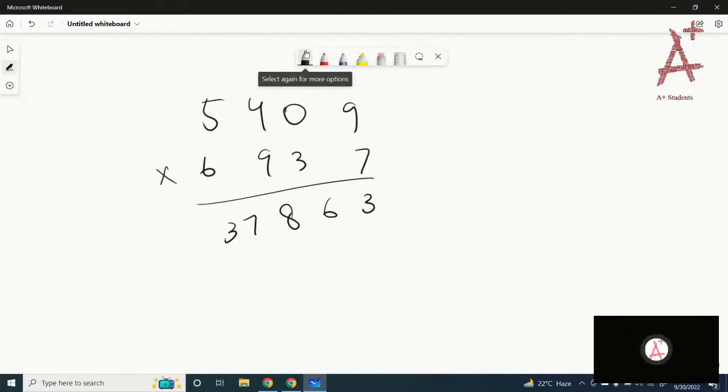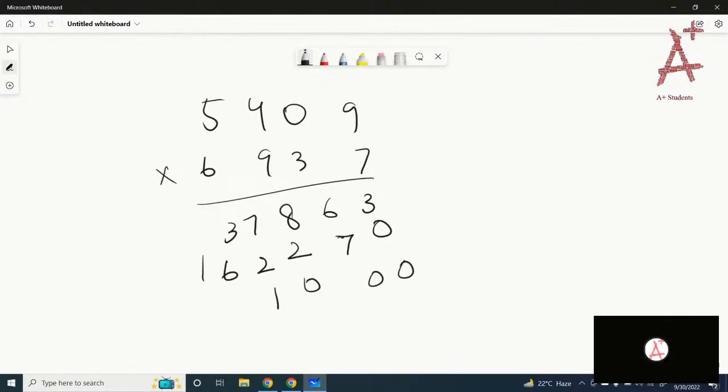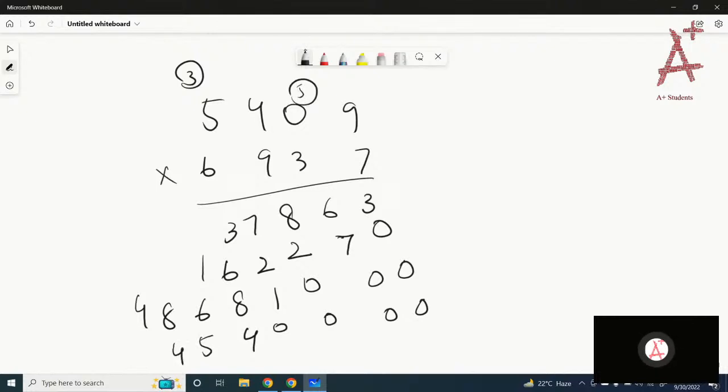Okay, now let's just multiply the tens digit. So 3 times 9 is 27. So write 7 and carry 2. 3 times 0 is 0 and 2. 3 times 4 is 12, write 2 and carry 1. 3 times 5 is 15 and 1 is 16. Now I'm going to multiply the hundreds digit. 9 times 9 is 81, write 1 and carry 8. 9 times 0 is 0 and 8. 9 times 4 is 36, write 6 and carry 3. 9 times 5 is 45 and 3 is 48. 6 times 9 is 54, write 4 and carry 5. 6 times 0 is 0 and 5 is 5. 6 times 4 is 24, write 4 and carry 2. 6 times 5 is 30 and 2 is 32.